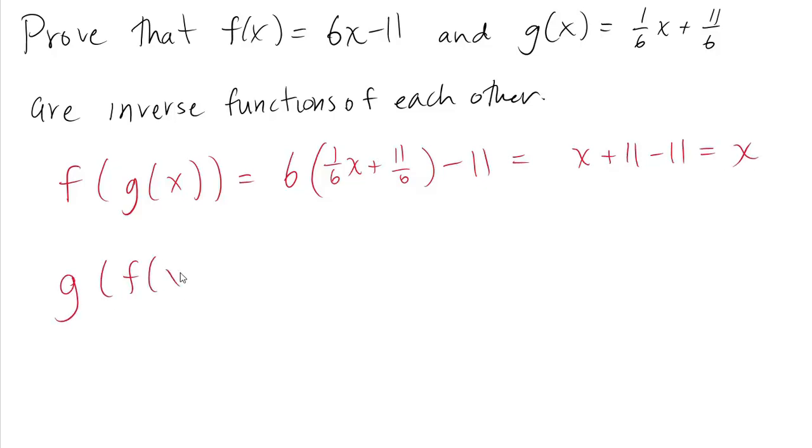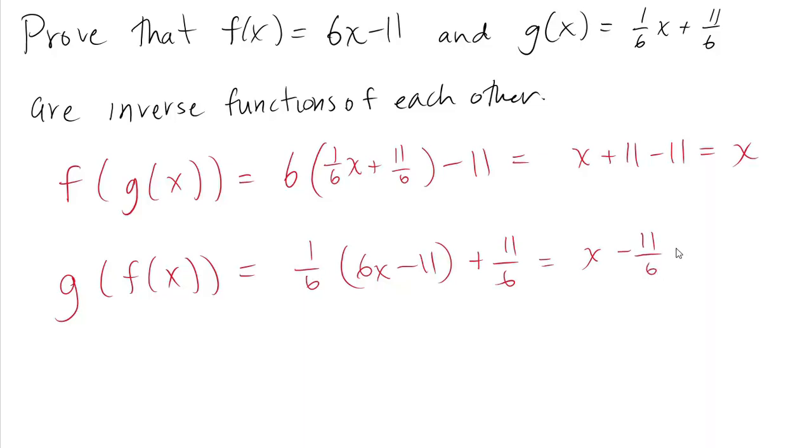G of f of x, well, g takes its input times 1/6 and then adds 11/6. The input is the function f, which is 6x minus 11, and now we see why we have to add this fraction onto the end. When the 1/6 comes through, 1/6 of 6x is x, but 1/6 of negative 11 is negative 11/6. So the plus 11/6 cancels that away, and we again just get x.